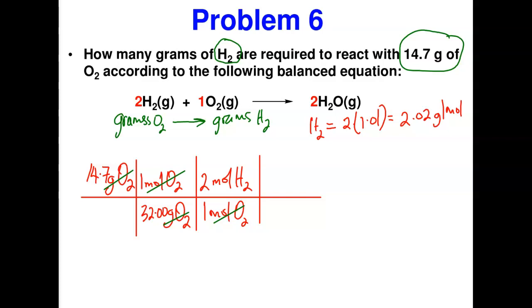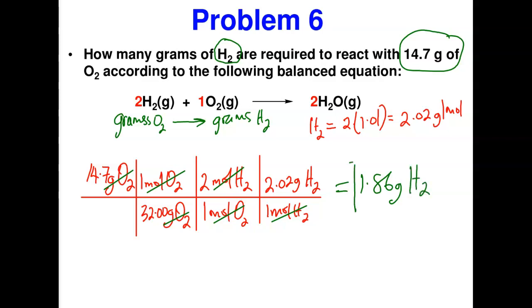Then the next thing, we're going to convert from moles of hydrogen to mass of hydrogen using the molar mass. So what does that mean? We know that 1 mole of hydrogen will contain 2.02 grams of hydrogen. And again, we're going to cancel. Moles of hydrogen cancel moles of hydrogen. And when you multiply everything across, that will give us 1.86 grams of hydrogen. This is exactly what you're going to get. Now, we'll go to the next problem.